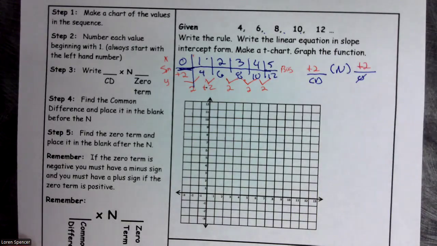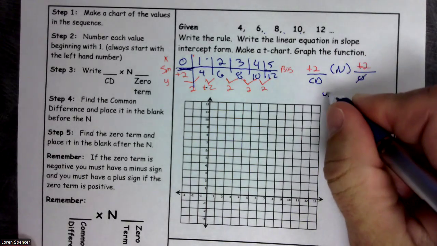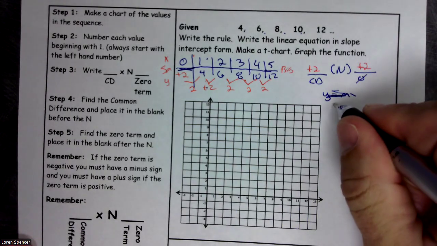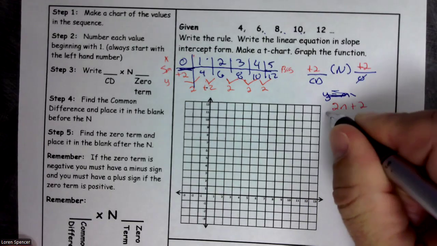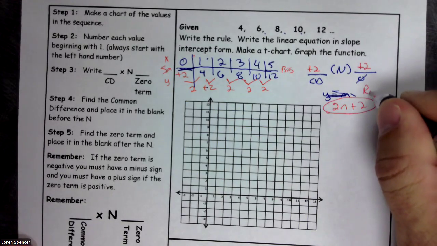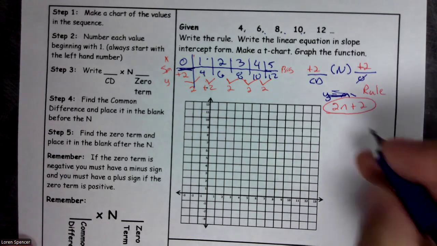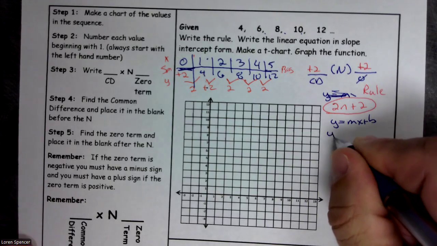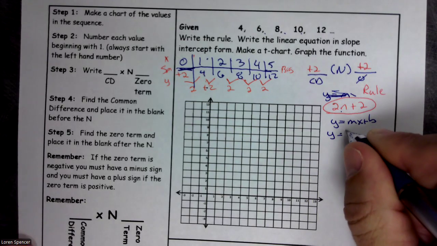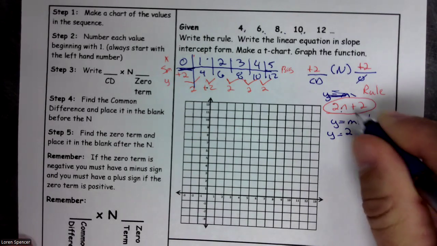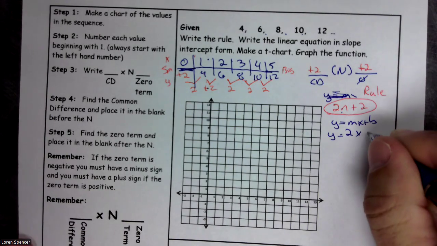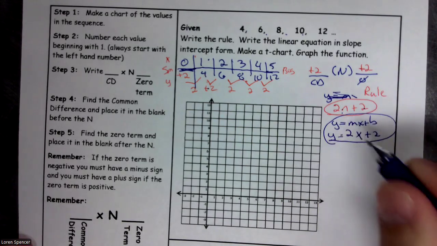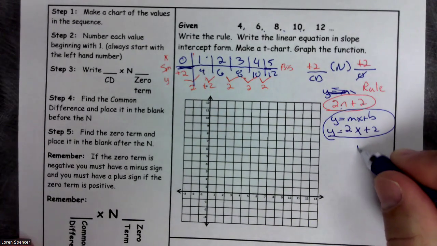So in slope-intercept form, which is simply y equals, I should write the rule directly. The rule is 2n plus 2. That's our rule. Then in slope-intercept form, we have y equals mx plus b. So this is going to be y equals, replace the m with a 2, replace the n with the x, and this goes right there. So y equals 2x plus 2. That's slope-intercept form. It also asks us to make a t-chart.